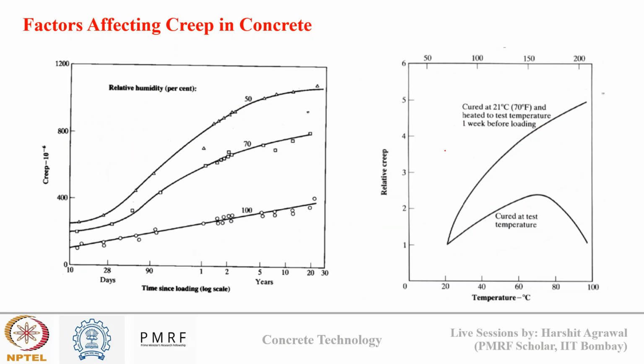Then there is relative humidity. At low relative humidity, what will happen? Drying of concrete will be faster, so the creep effect will be faster. So you can see, as the relative humidity of the environment increases, the creep effect decreases.